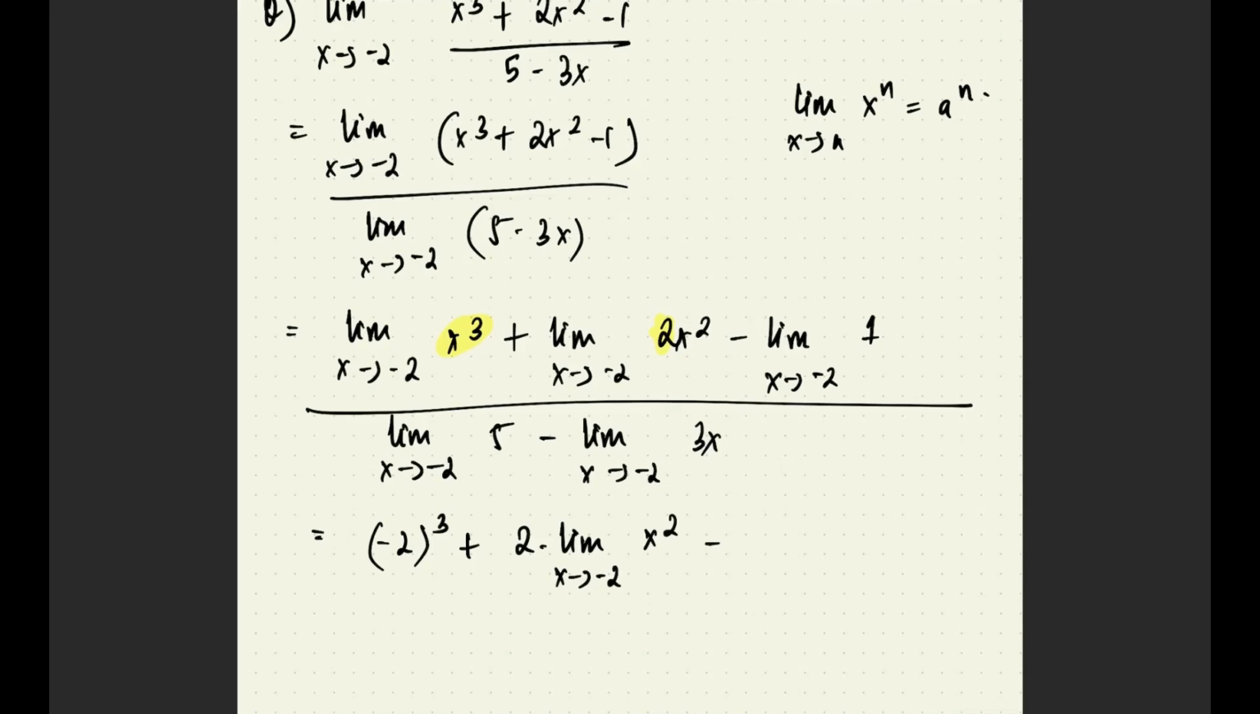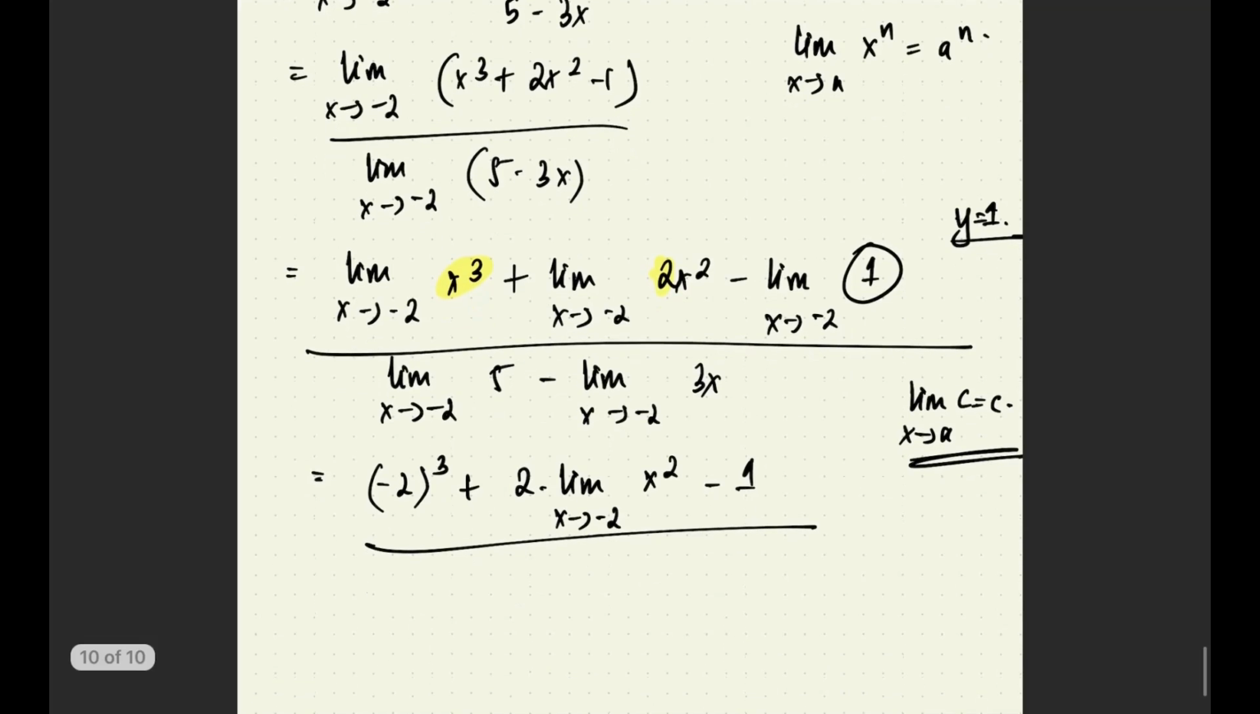Right? The last part is just the limit as x approaches minus 2 of 1. So we know that in this case y is a constant, so y is just equal to 1. So whatever value x approaches, y is always going to approach 1. So in this case, this just becomes 1. Okay, this is in accordance to the law that said that the limit as x approaches a of a constant is equal to the constant itself. Divided by, the denominator is the same thing over here. The limit as x approaches minus 2 of 5, so that's just going to give you 5.